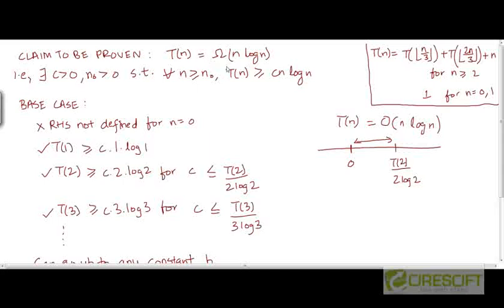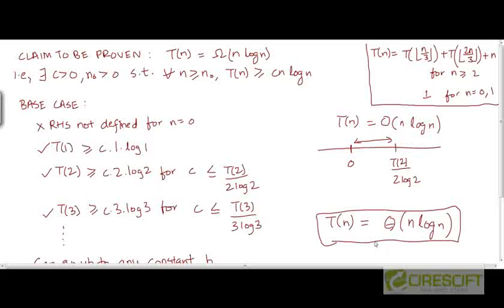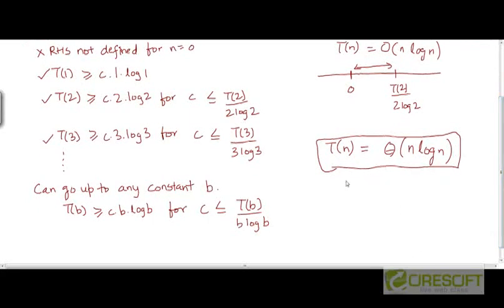Now since T of n is in both big O and big omega of n log n, we can conclude that the solution to this recurrence is T of n is theta of n log n. n log n is a tight bound on T of n. It's not just a lower bound, and it's not just an upper bound. It's both a lower bound and an upper bound, which means it's a tight bound on T of n. So T of n is in theta of n log n. And we proved this using the substitution method.